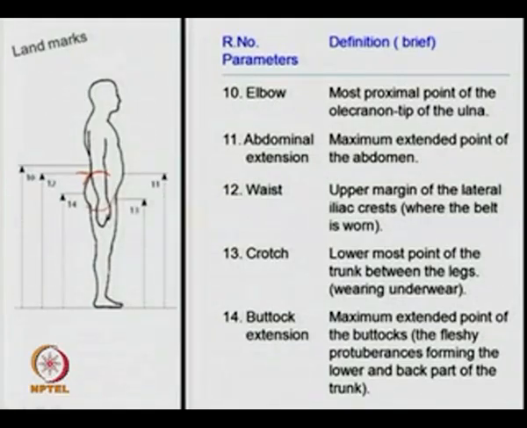So, this position is crotch height. Then buttock extension height, where the maximum extension of the buttock point is. This is the maximum extended point of the buttock, the fleshy protuberances forming the lower and back part of the trunk. This is the buttock extension point.